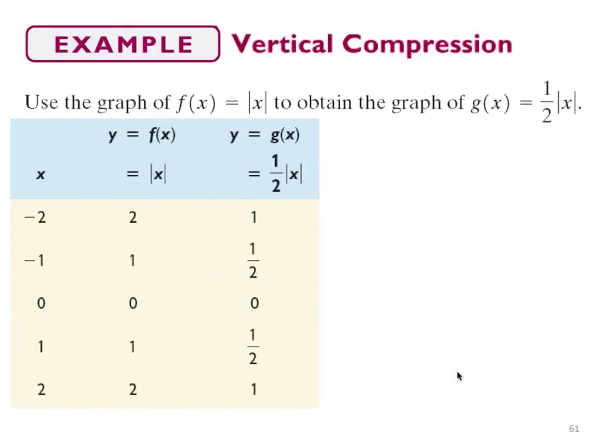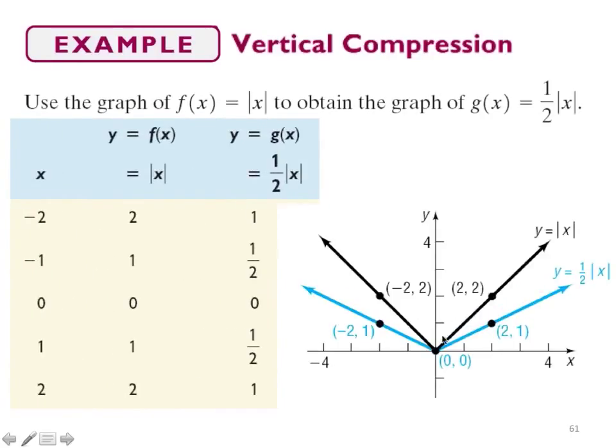Now we can also do a vertical compression, which would mean that instead of making it skinnier and taller, we make it more flat and wide. Okay, so if we look at this blue graph here, this is g of x equals 1/2 times the absolute value of x. Because we have a fraction that's between 0 and 1, it's vertically compressed our graph instead of stretching it.